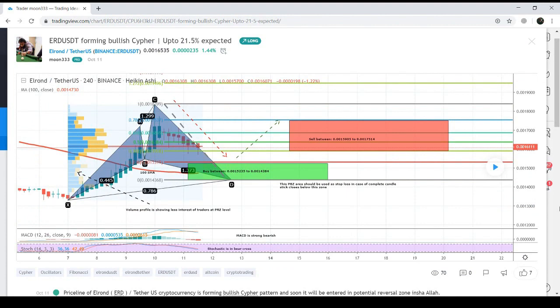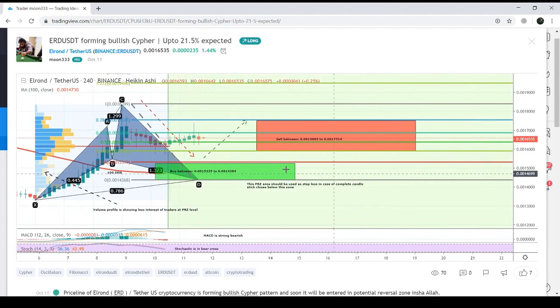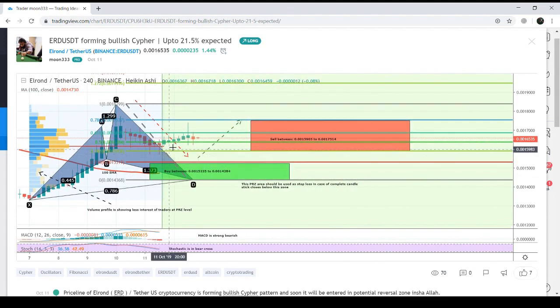Then I shared this idea of ERD with US dollar pair, and I was expecting that the last leg of cipher will be completed because all legs are driven as required for the cipher pattern. When we play the idea, we can see the price action took the bullish divergence from here. So this pattern is likely to be invalidated. However, we can wait for the leg to be completed, and if the leg is completed from here, then we can take the long position or buy.